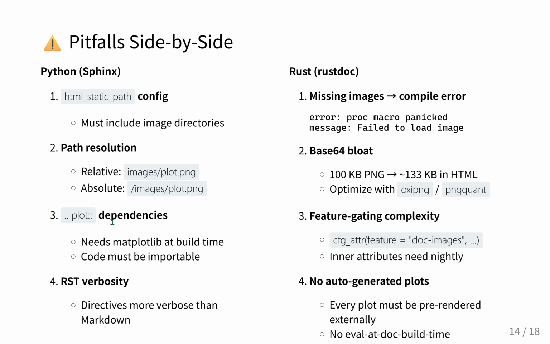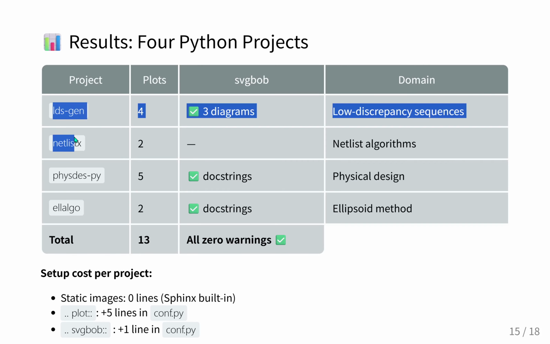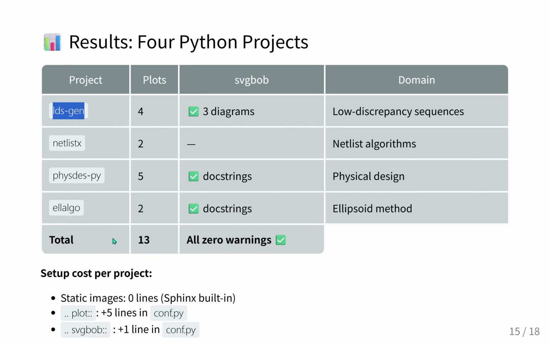Really? How so? Well, they tested 4 distinct Python projects: LDSGen, Netlist Docs, FizzDs, Pi, and Alelgo. Across those projects, the build process generated 13 complex dynamic plots and ASCII diagrams, and the execution yielded 0 warnings. Zero warnings. Yeah, and the setup cost for the developers was microscopic. They merely had to add a single line of code to enable the extension in their conf.py configuration file. The friction is almost non-existent.